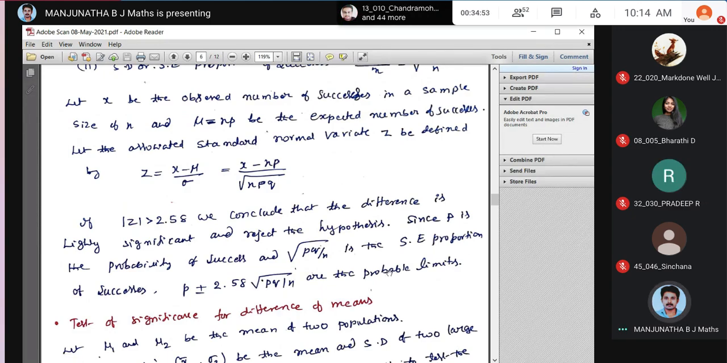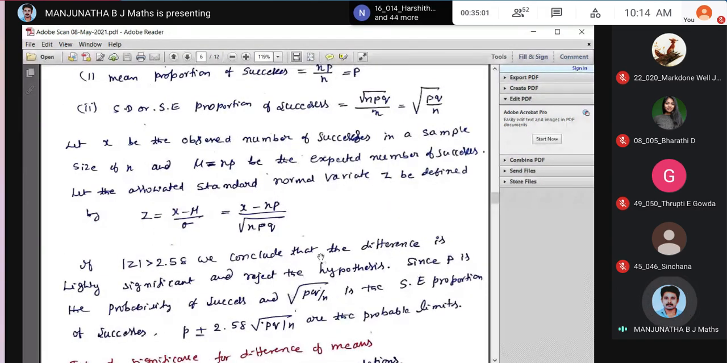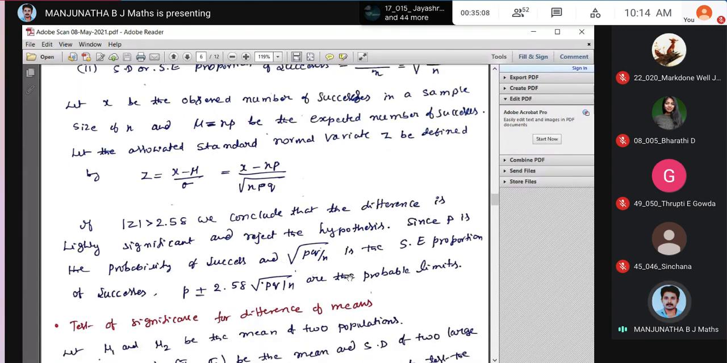Before you go to the problems of test of significance of proportion, I want the z value formula. z is x minus n into p divided by the square root of npq. And one more, the standard error of proportion, that is the square root of pq by n. And also I want the probable limits.